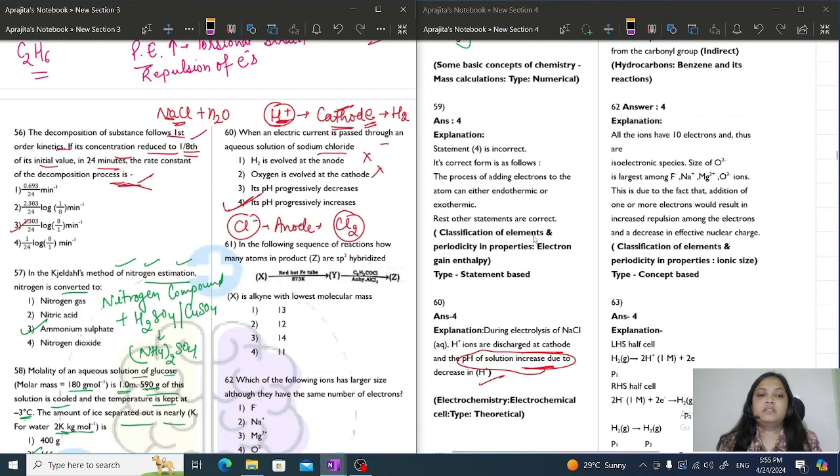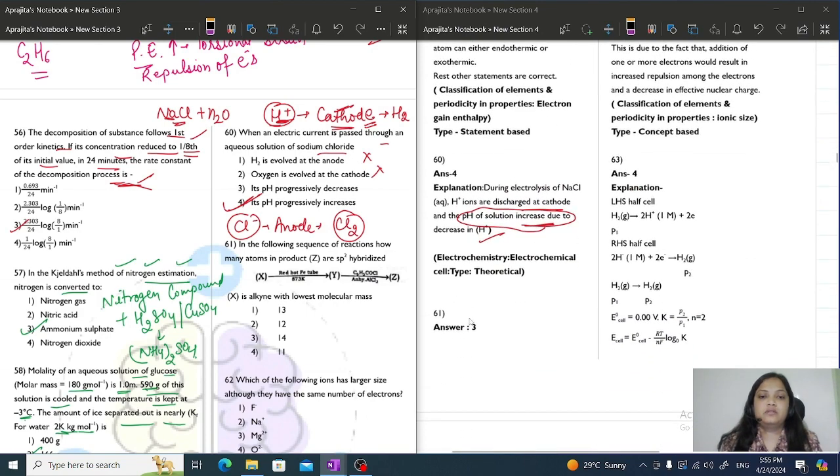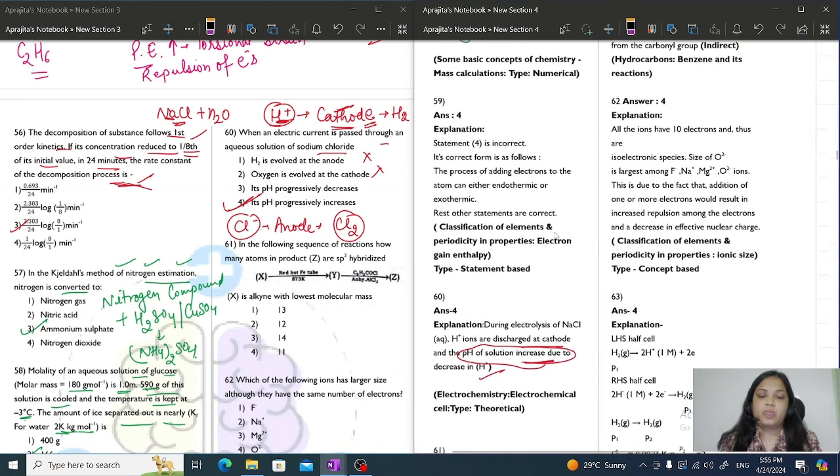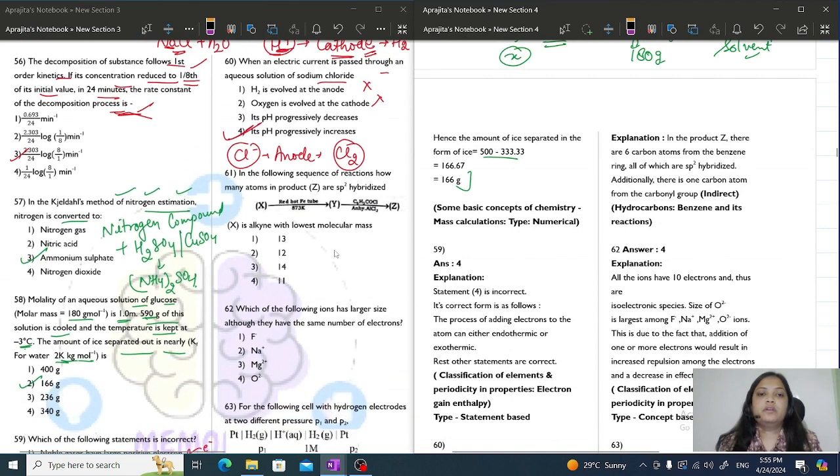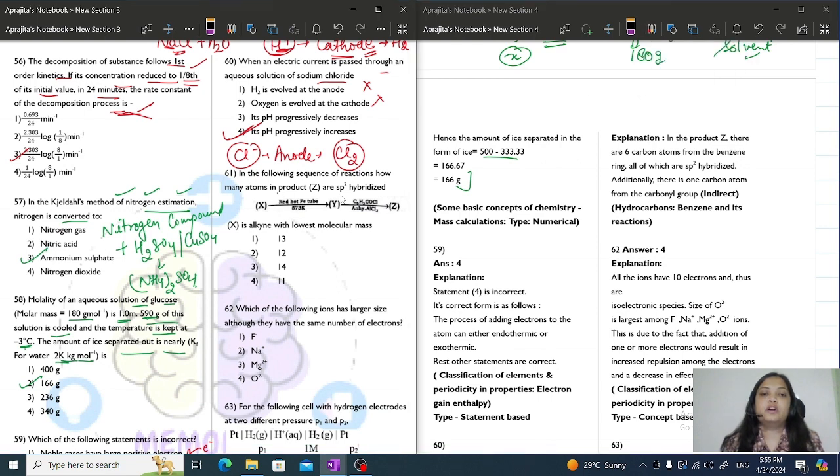Now question number 61. So here the answer is going to be 1. Please make a change of it. It means 13. Now here we need to see, in the following sequence of reactions, how many atoms in product Z are sp2 hybridized. First we need to find what is the product Z. So X is an alkyne with the lowest molecular mass. So you know the alkyne with the lowest molecular mass would be ethyne.